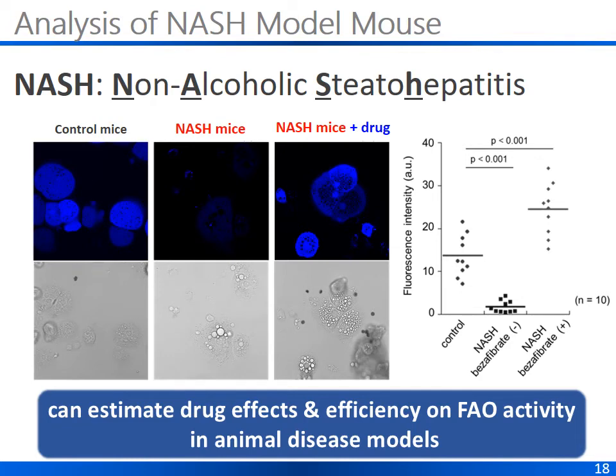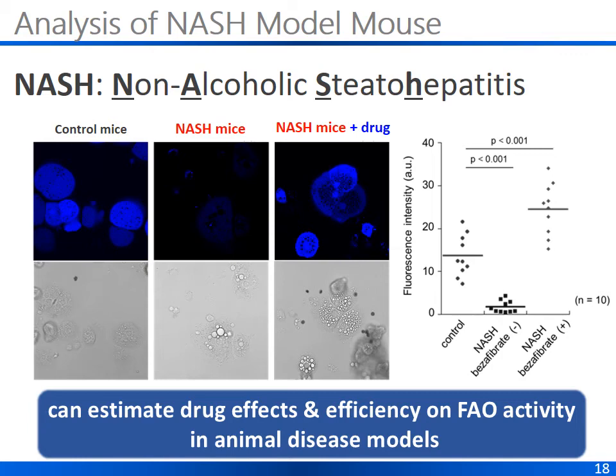Here is analysis of NASH mouse model using FaoBlue. NASH, or non-alcoholic steatohepatitis, is the more severe form of NAFLD, non-alcoholic fatty liver disease. NAFLD is caused by buildup of fat in the liver. When this buildup causes inflammation and damage, it is known as NASH, which leads to scarring of the liver and may lead to cirrhosis or liver cancer. NASH is a typical disease which is characterized by low metabolic activity of fatty acids, and new drug candidates can be screened on the effects of fatty acid metabolism, can be evaluated by NASH mouse models with FaoBlue.